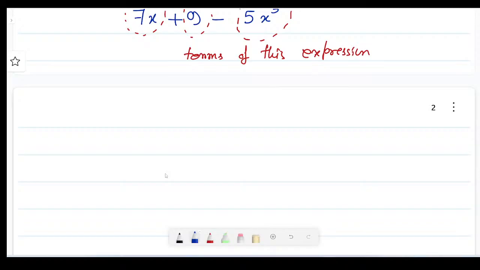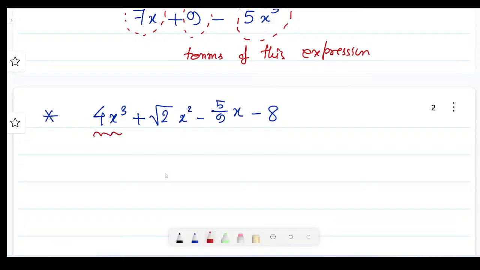Now I am taking another example here. 4x cube plus root 2 x square, also 5 by 9x minus 8. So of course this is an algebraic expression and there are a total of 4 parts separated by the plus and minus. Okay. So there are a total of 4 terms.